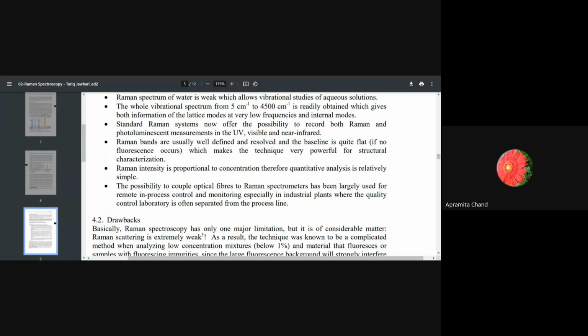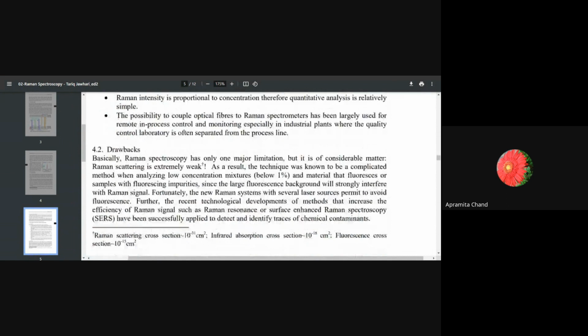Because we can couple optical fibers to Raman spectrometers, these kinds of spectrophotometers are also used in industrial plants where you can control and monitor, and the quality control lab can be separated from the process line. It can be located at some other place also.